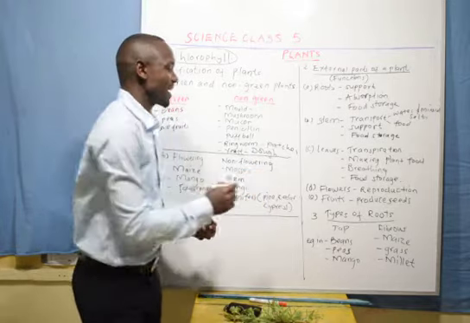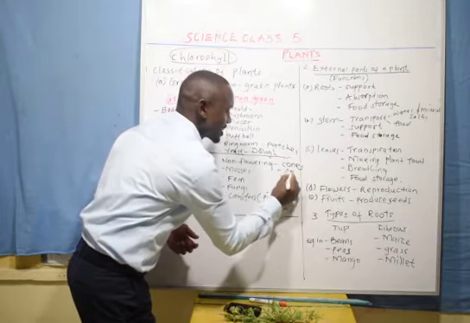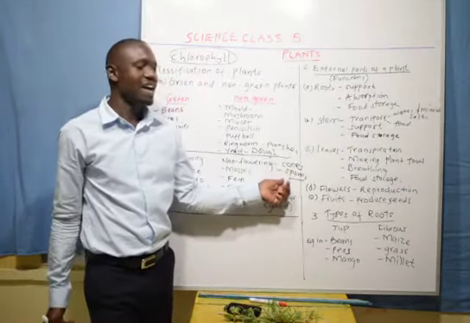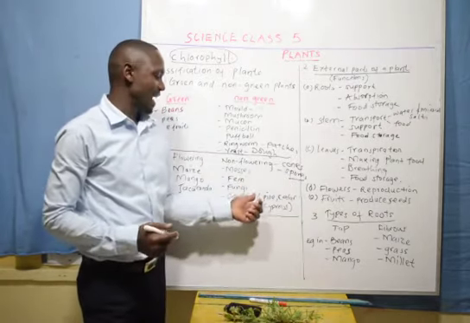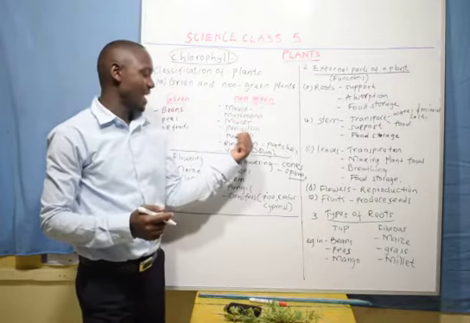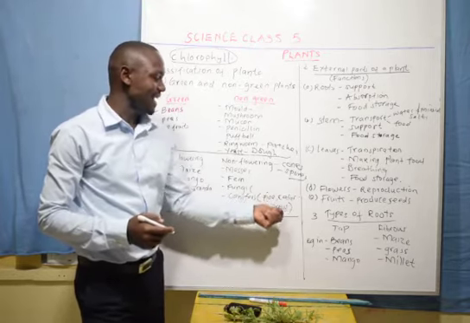They reproduce by either use of cones or spores. They don't reproduce by flowers. Examples, we have the mosses, we have fern, and the fungi. Fungi are all these non-green plants which we had mentioned earlier. Then we have conifers. Conifers are pine, cedar, and cypress.